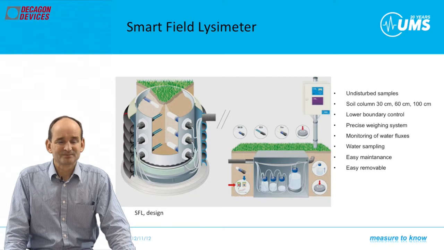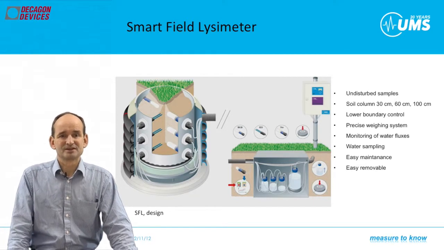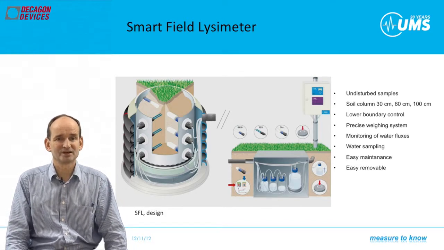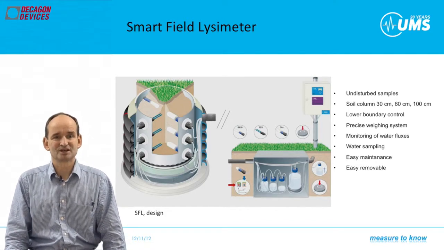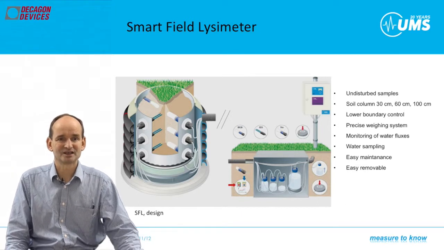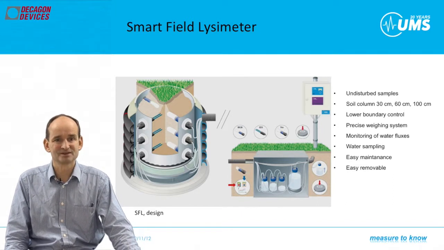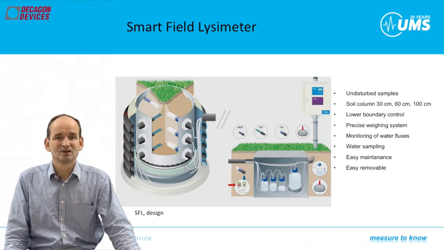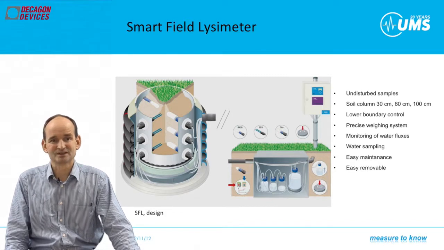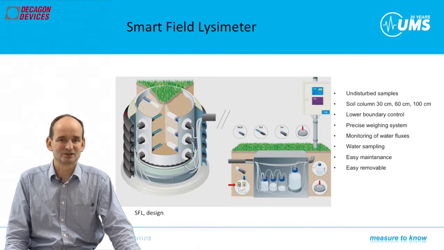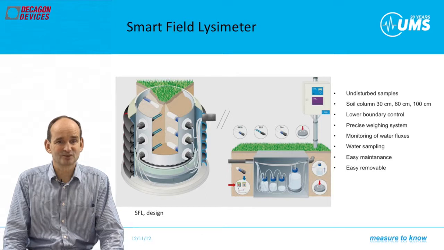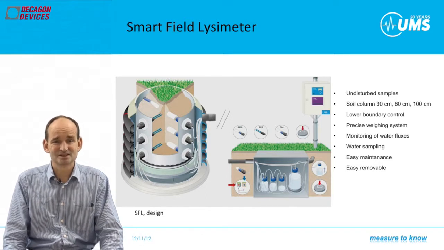For lysimeter weighing, the standard UMS precision load cells or balances PL50, PL100 or PL200 are used, which take up a load for the 30 centimeter high lysimeters of 50 kilogram, the 60 centimeter high of a maximum of 100 kilogram, or the 1 meter high lysimeter can take up to 200 kilograms. The pressure cell itself is flood safe, protected by IP68.